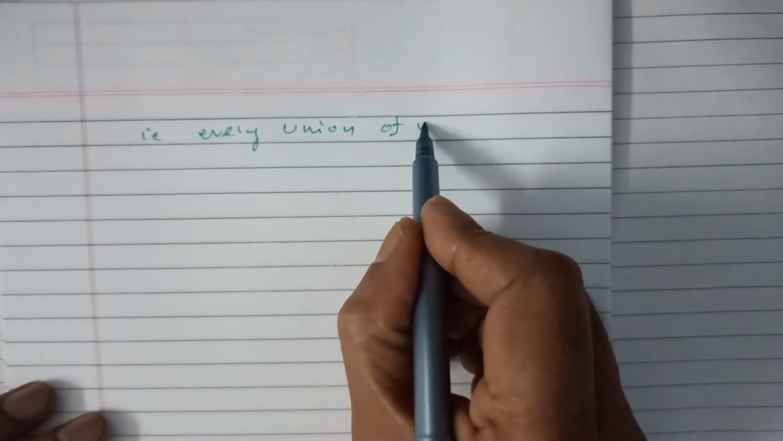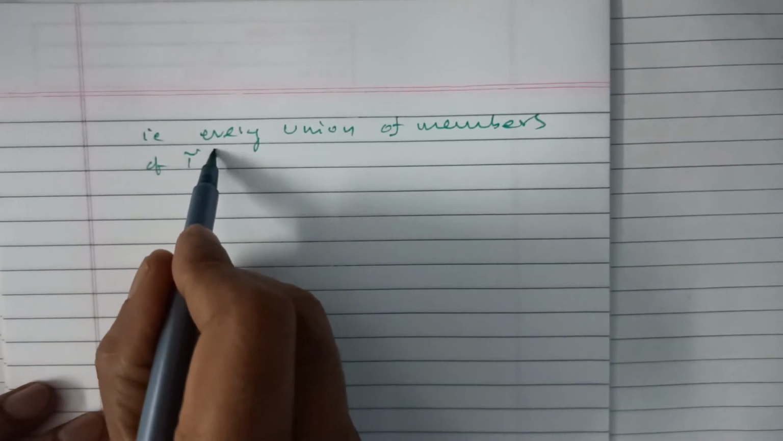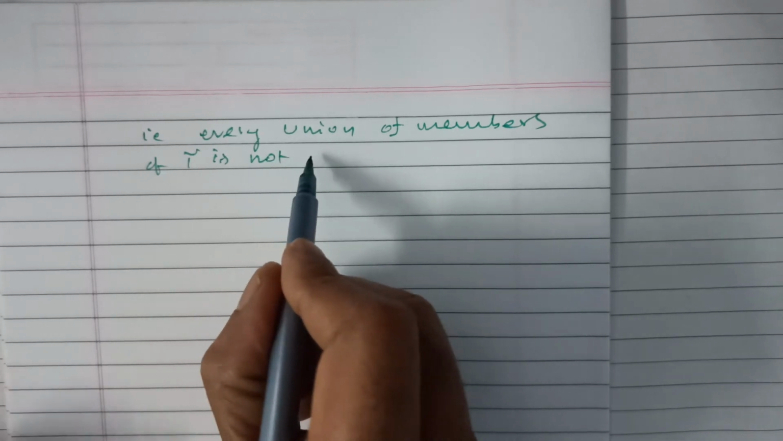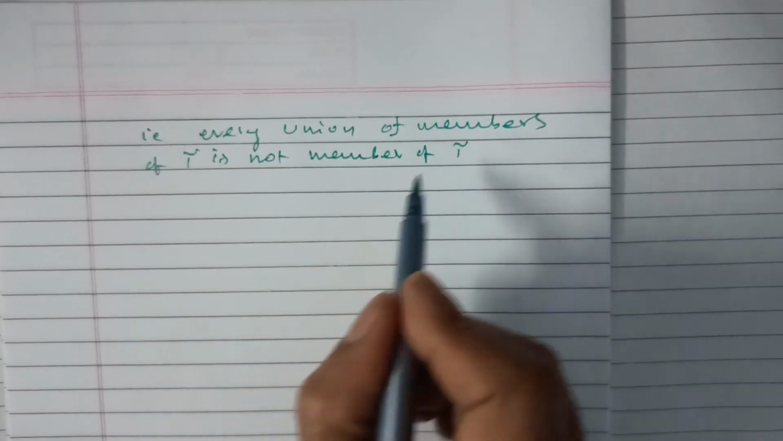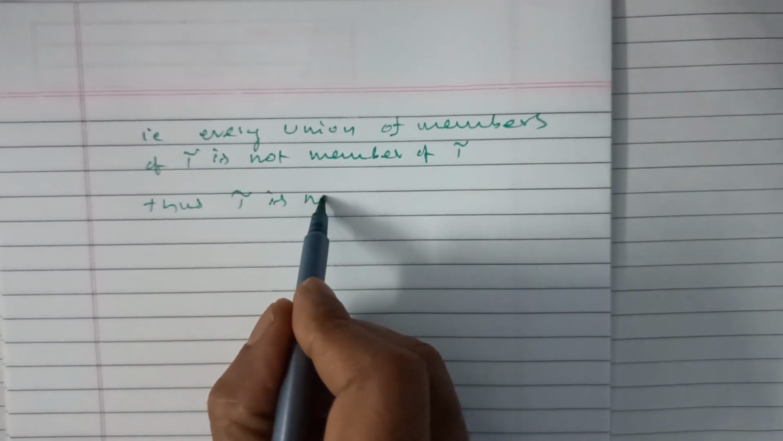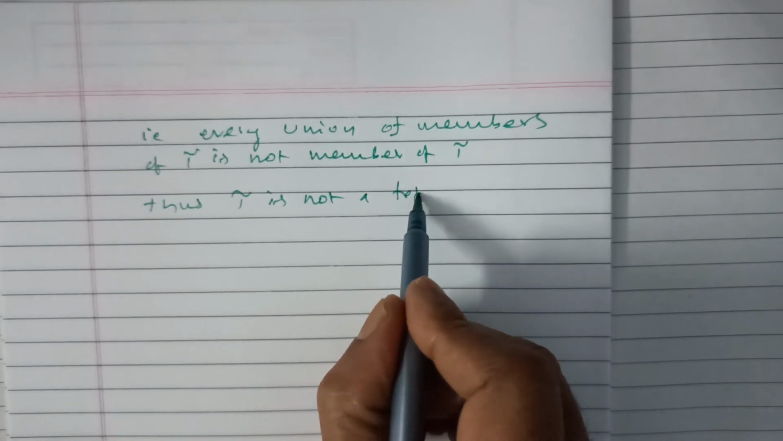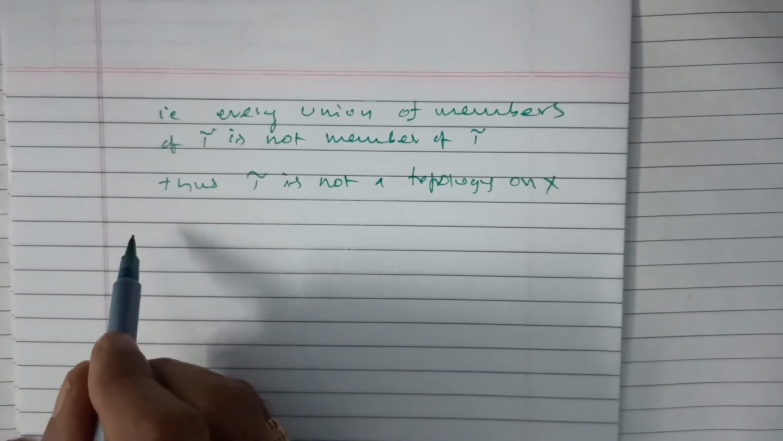That is, the union of members of tau is not a member of tau. Thus, tau is not a topology on X. Next, B problem.